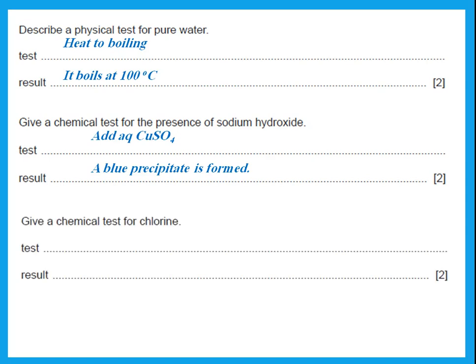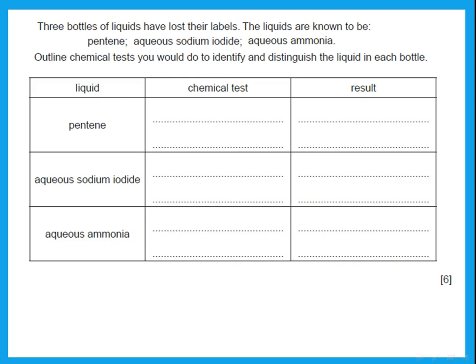Okay, give a chemical test for chlorine. What was the test for chlorine? The test that we have is insert damp blue litmus paper. It bleaches. Okay? Now, here he has 3 bottles, pentene, sodium iodide, and ammonia, and we want to do tests to distinguish between them. Okay, so what is the test for pentene?